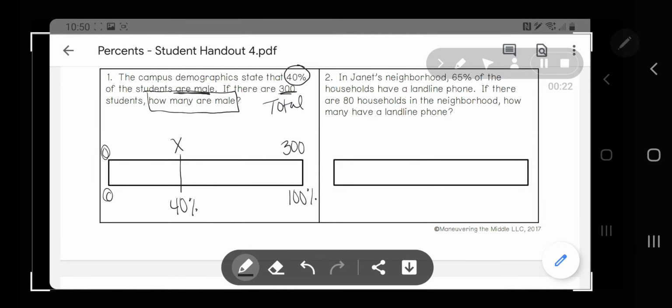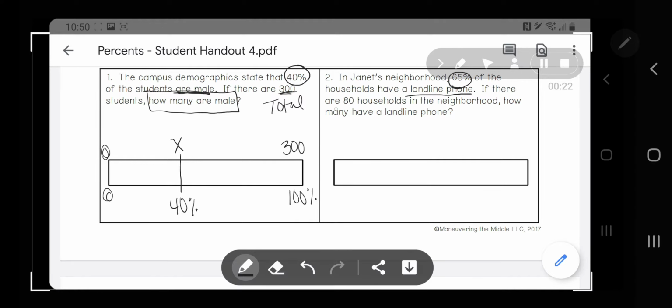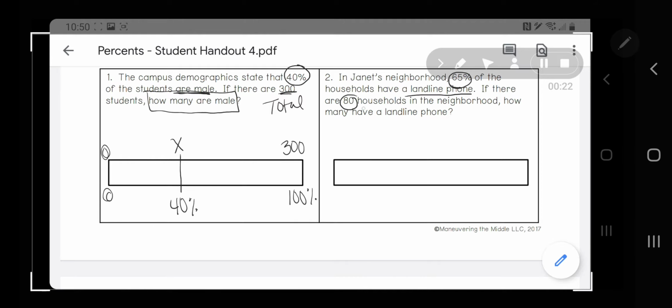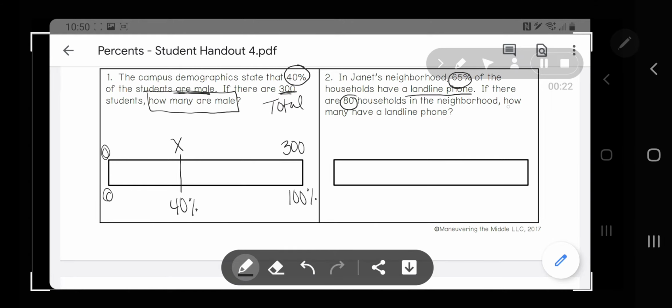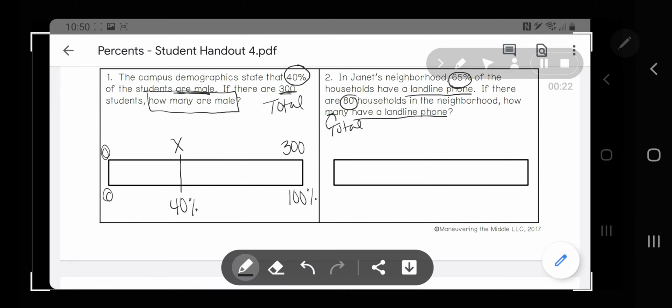Number 2, it says in Janet's neighborhood, 65% of the households have a landline phone. If there are 80 households in the neighborhood, how many have a landline phone? So this is my total. That's how many total houses are in the neighborhood.